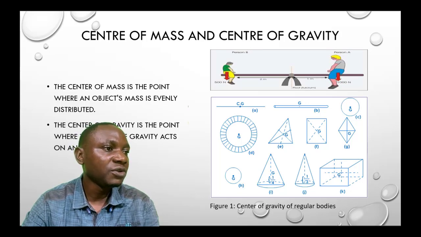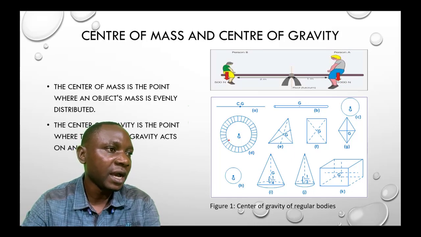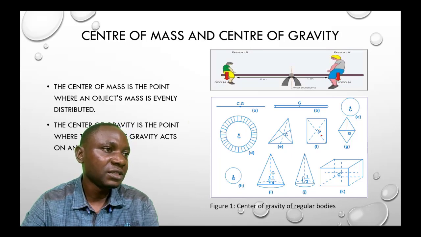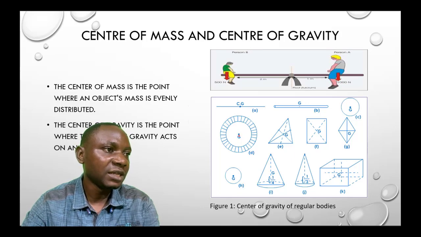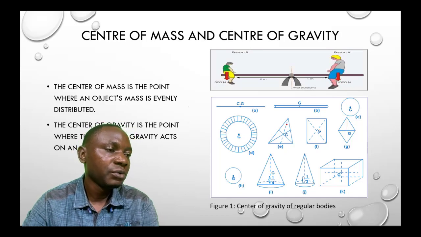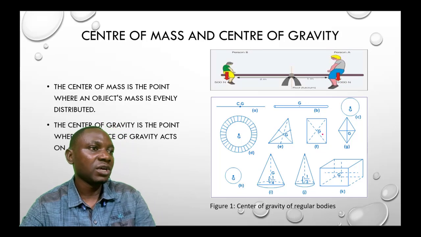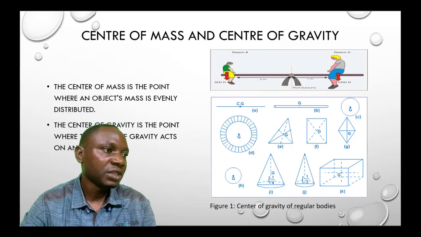And the figure you are seeing here is showing some regular objects that we have, and showing where their center of gravity is acting. Like this circle, the center of gravity is at the middle. You see this triangle, you see where the center of gravity is, and these are rectangles also. And so that is how to get the center of gravity of the object.